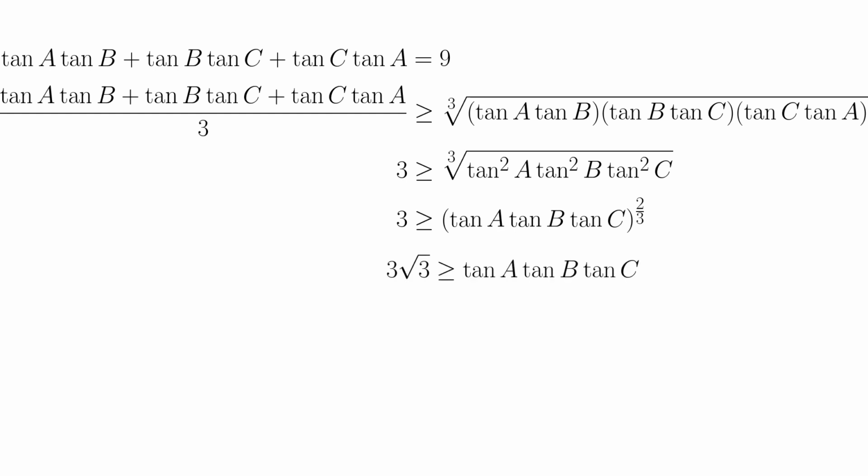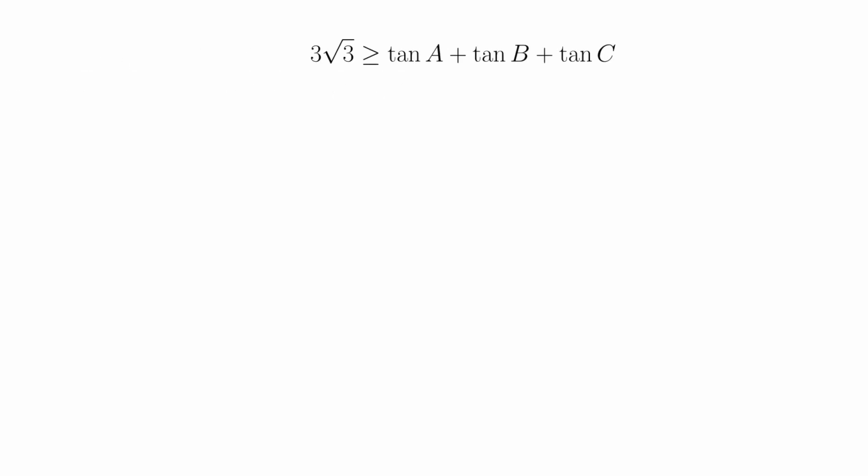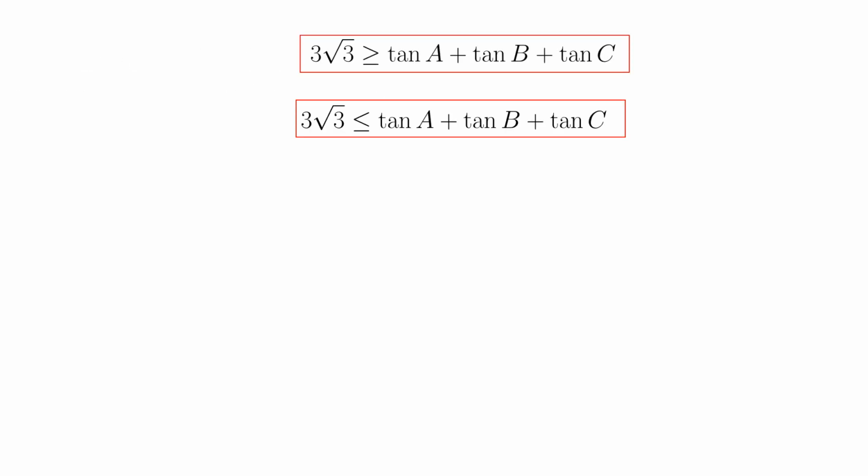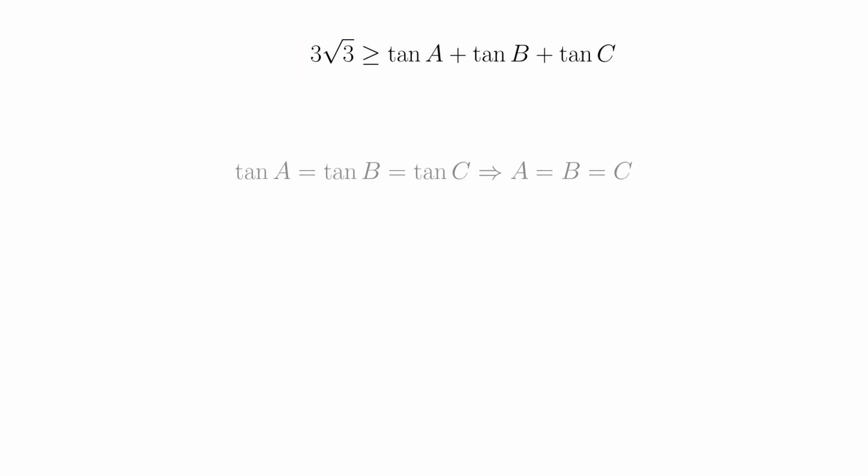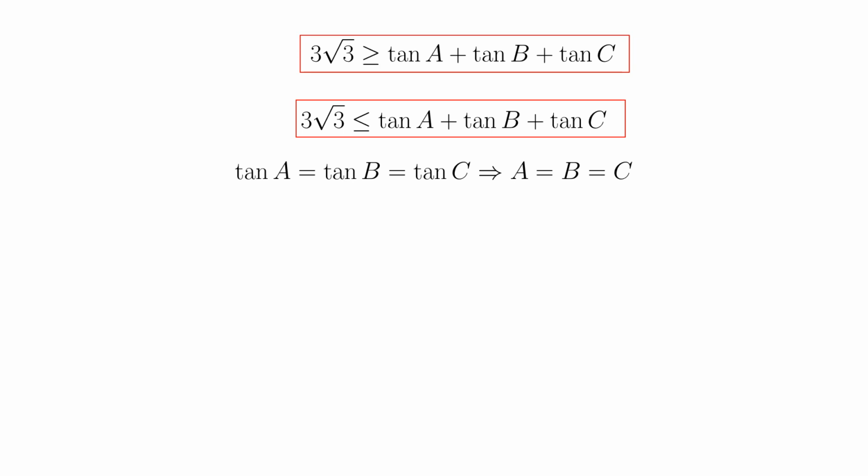Now, let's put it all together. Across all the slides, we ended up with 2 inequalities, pointing in different directions. Both equalities can only hold at the same time. If 3√3 equals tan A plus tan B plus tan C, this implies tan A equals tan B equals tan C. This comes from the equality condition of the AM-GM inequality.